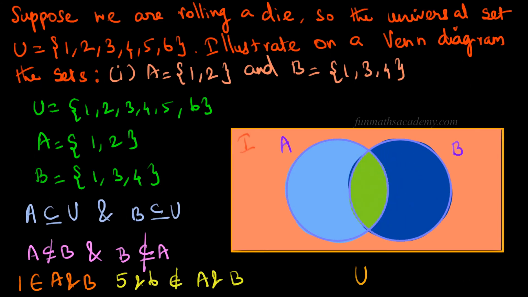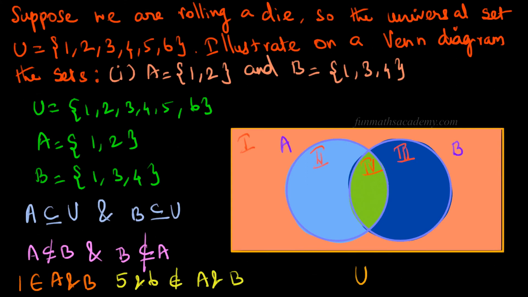The elements of set U which are not present in both set A and set B will come under region 1. The elements of set U that are present only in set A will come under region 2. The elements of set U present only in set B will come in region 3. And finally, the elements present in all the three sets U, A and B will come in region 4.